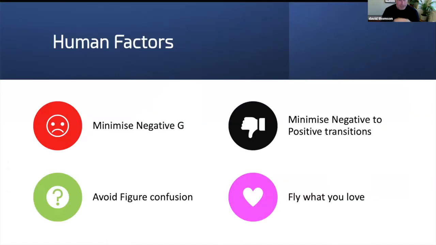Okay. The other thing you've got to consider, when you're sitting in your comfy, cozy sofa in front of the fire during the winter designing your sequence, is what is actually going to happen when you're flying it. And I think that you want to minimize your exposure to G, both positive and negative, but you certainly want to minimize negative G as much as possible, in my opinion. And you also want to minimize negative to positive transitions.